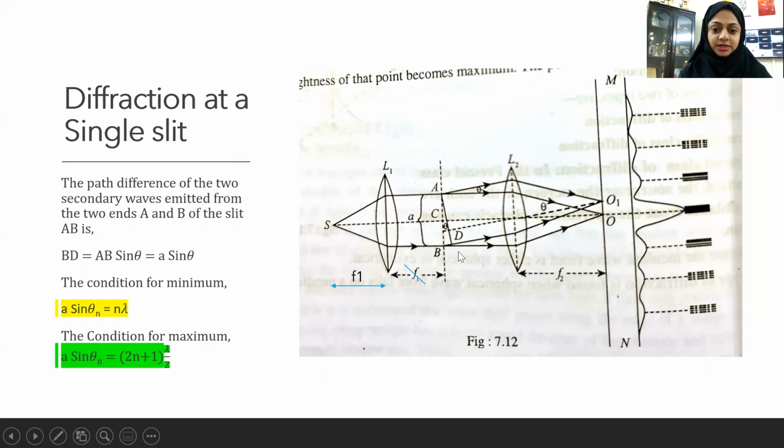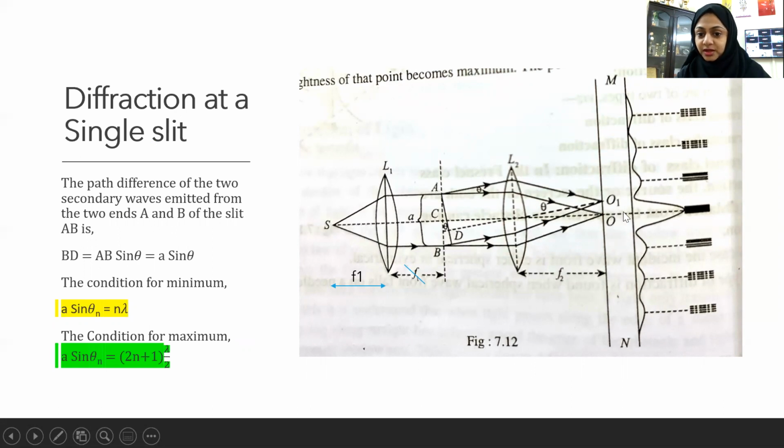Now let us further look into this region. The path difference of two secondary waves emitted from the two ends A and B of the slit AB. So here you have light coming from the point A and point B. Consider this light ray which goes and reaches the point O1 on the slit, and the light ray that goes from B and reaches the point O1.